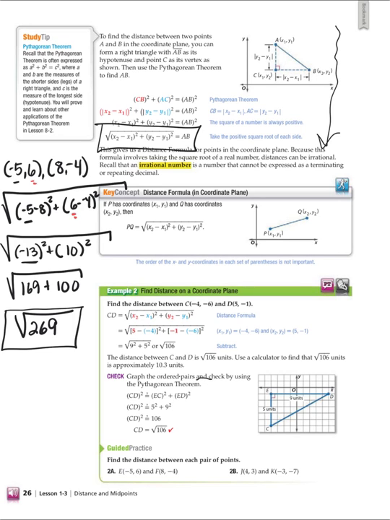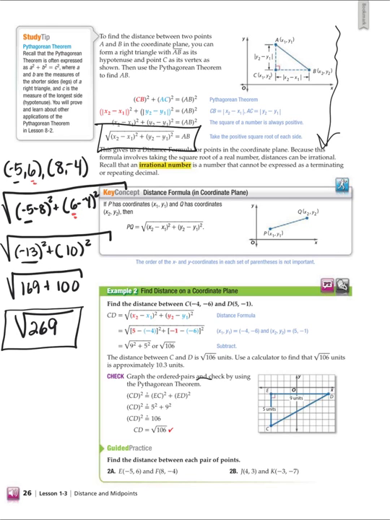So anytime that your book asks for the exact measure, they mean they want the answer left under the radical sign so that you haven't rounded off anything. Or if you're using the irrational number pi, they don't want you to put in 3.14 if they ask for an exact number. They want you to carry the pi along with you and have that in the answer.